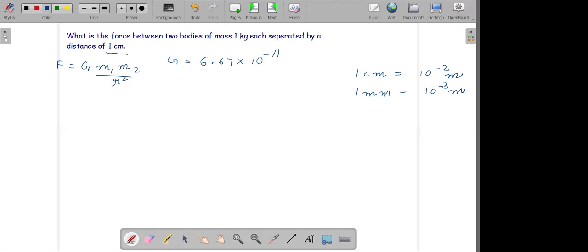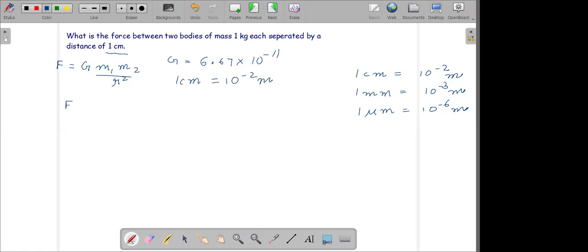So just remember it this way. Centi means 10 to the power minus 2. Milli means 10 to the power minus 3. Micro, if you have a micrometer, means 10 to the power minus 6. So these words have a meaning. Now see how your calculation becomes easier. We have converted this 1 centimeter: 1 centimeter is 10 to the power minus 2 meter.